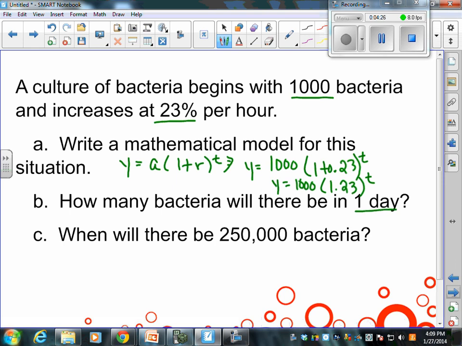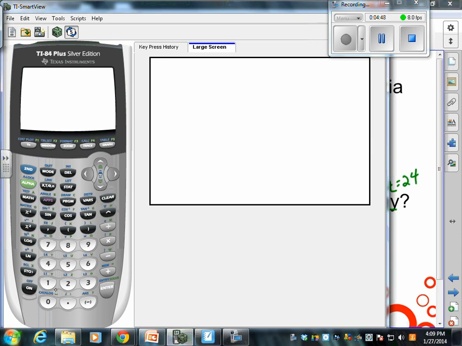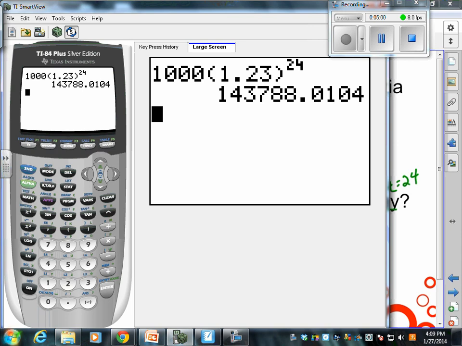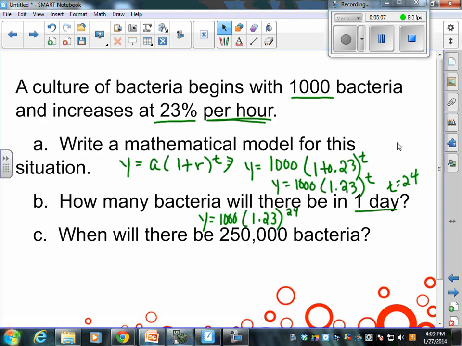Then the question is, how many bacteria will there be in one day? Now you do need to go back and look because the units here were hours, so I need to convert one day to 24 hours. So then my equation would become 1,000 times 1.23 to the 24. So again, we can grab a calculator. We want 1,000 times 1.23 to the 24th, and I get 143,788. That's the number of bacteria that I should have at the end of one day. So that was 143,788 bacteria.